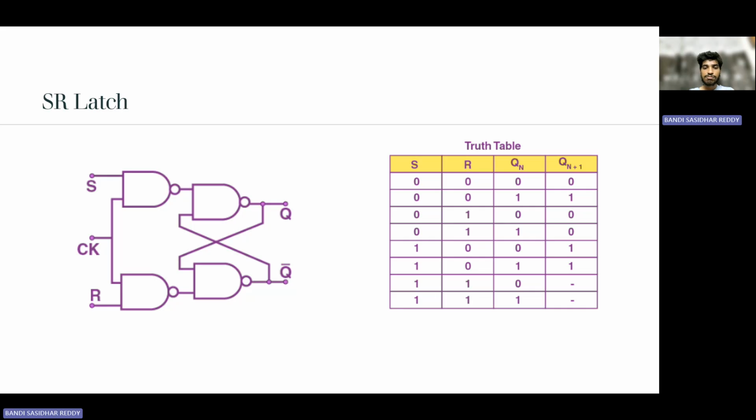Then in the next state, for S equals 0 and R equals 1, we get 0 for any value of Qn. See, for 0 it is 0 and for 1 it is 1. And for S equals 1 and R equals 0, we get 1, which is set. For Qn 0 it is set to 1 and for 1 it is also set to 1, whereas at high values of both it is undefined.